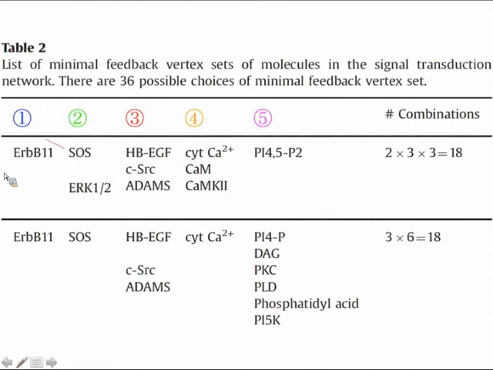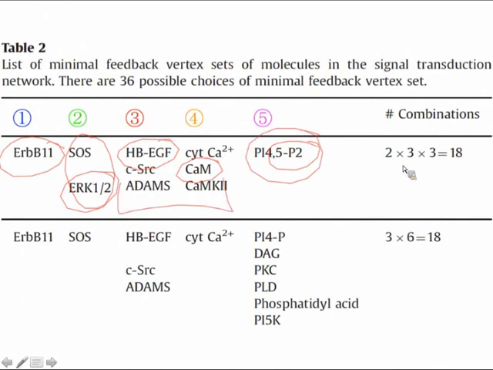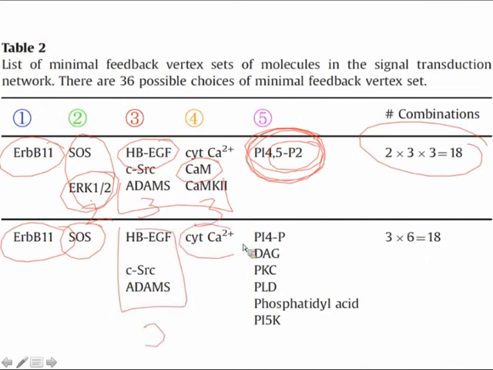For example, this gene, this gene, this gene, this gene, and this gene. And since there are two choices here, three choices here, oops, sorry, this is just one gene. One choice here, two choices here, three choices here, three choices here. There's 18 possibilities for this combination. Or another possibility is you could have this gene, one of these three, this gene here, or one of these six for another 18 possible choices, for a total of 36 possible choices for the minimal feedback vertex set.